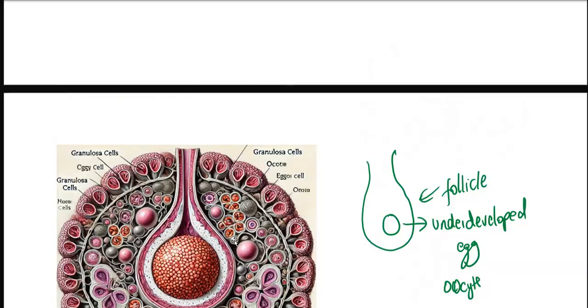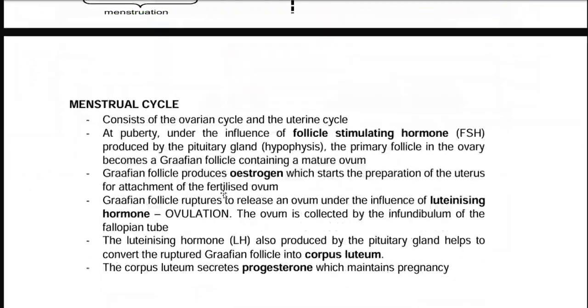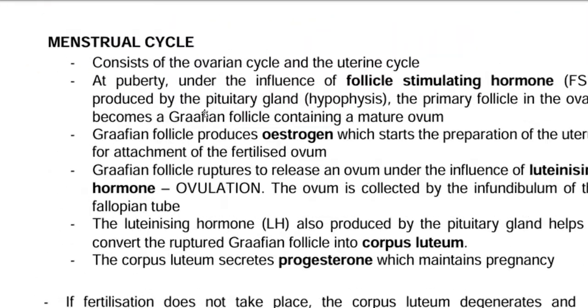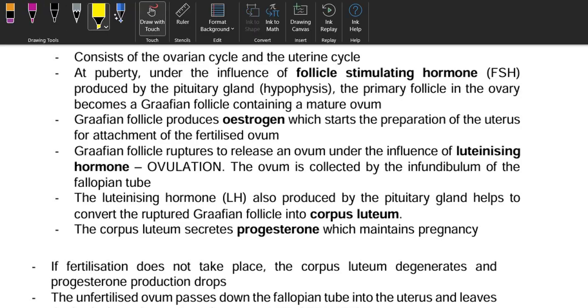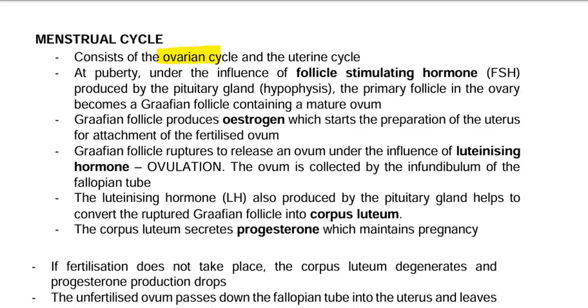So as a summary now, here's what is happening in the menstrual cycle. In a menstrual cycle, we have 2 cycles, which are the ovarian cycle and the uterine cycle. At puberty, under the influence of FSH, produced by the pituitary gland, which is also called the hypophysis, right? The primary follicle in the ovary becomes a what? A graafian follicle that is containing a mature ovum.